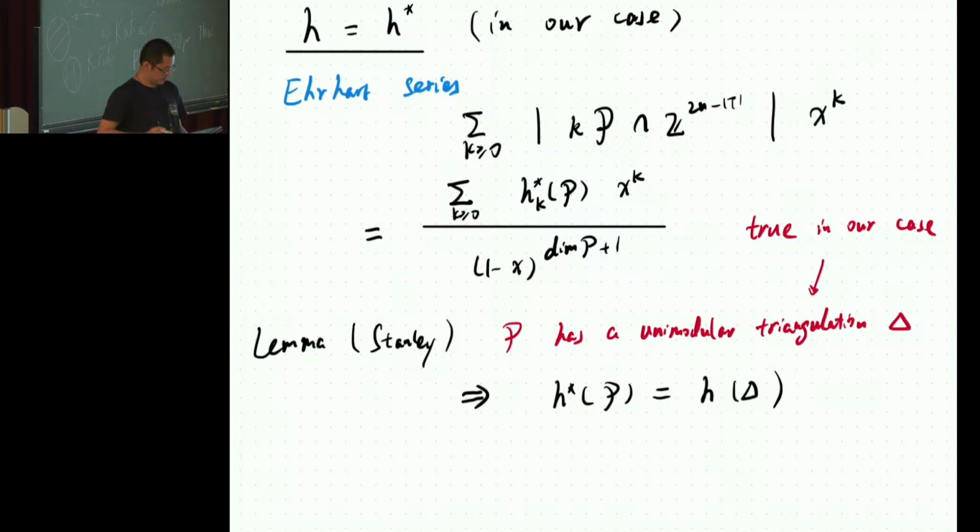Okay. Give me 2 more minutes. I needed to talk about the geometric side of the thing. So it's the H star vector. The H star vector of a polytope comes from dilation. Basically, you dilate the polytope, then you count the number of lattice points inside it. Then you take the generating function, and you will get a series. The claim here is that if a polytope has a unimodular triangulation, then H star should coincide with H. This is a classical result of Stanley.